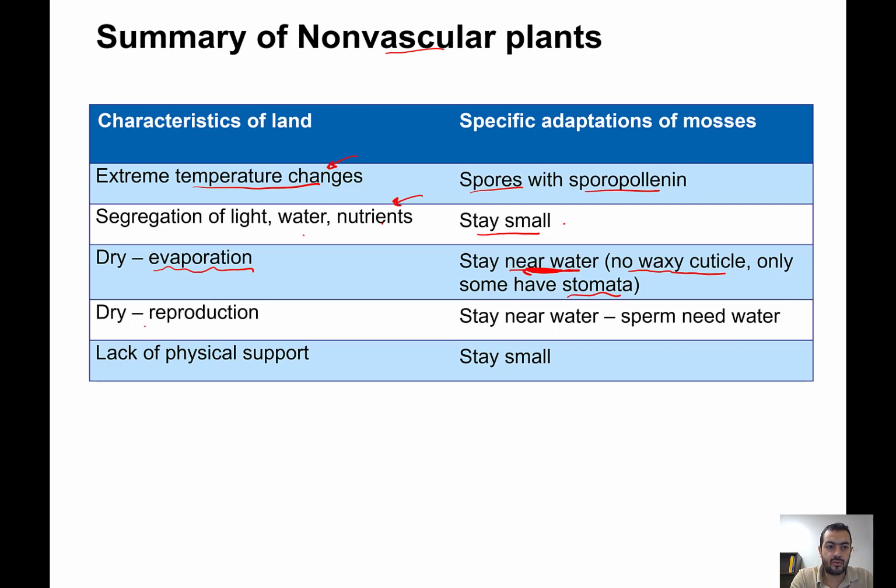Also, how are they going to overcome the problem of reproduction in this dry environment? As we said, they stay near the water, and the sperm needs water in order to swim to the egg for fertilization. That highlights why mosses are always found in damp or humid environments near water, and not in dry conditions away from water. They don't have physical support. That's why it is also better for them to stay small.